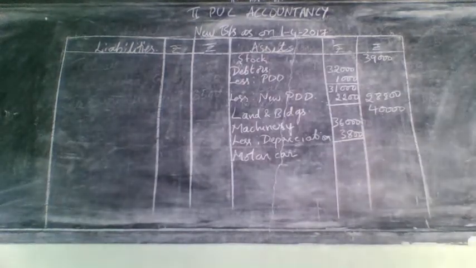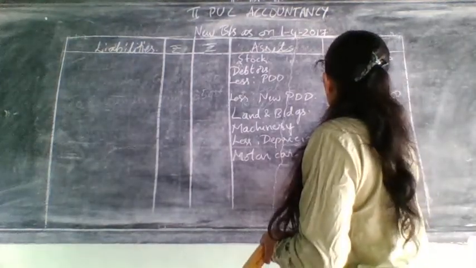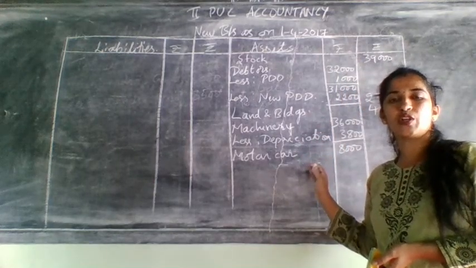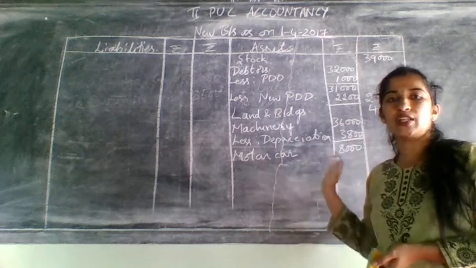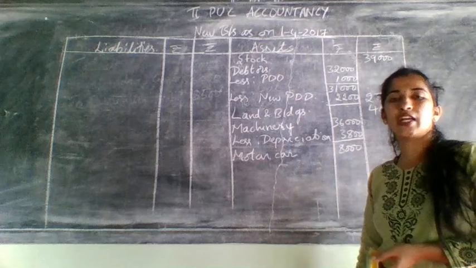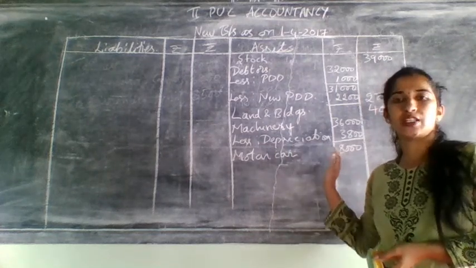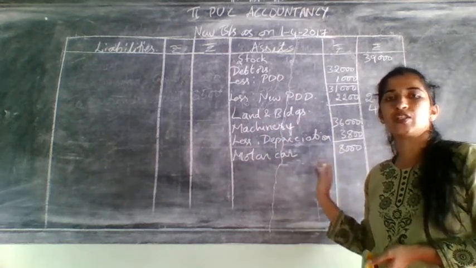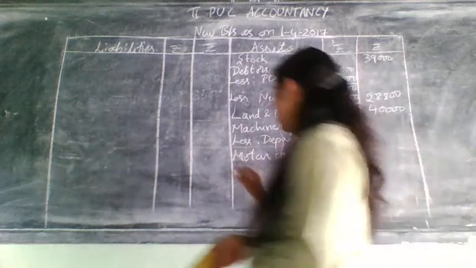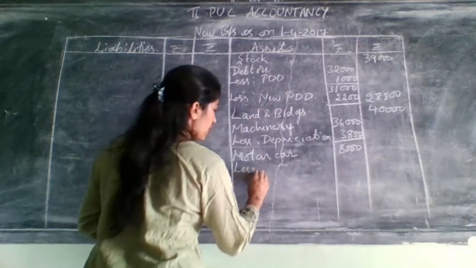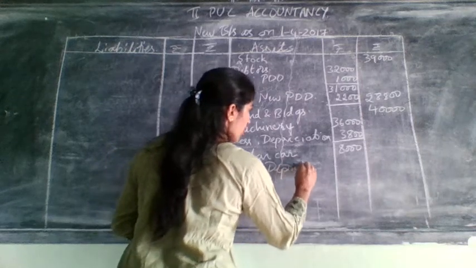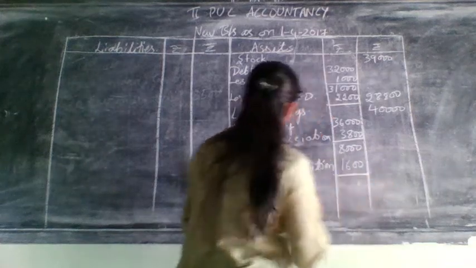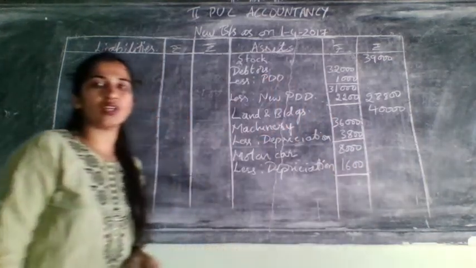Next, after machinery they have given you motor car. Motor car amount was 8,000. Again for this you are having an adjustment. When you are writing assets, just check in the revaluation account. If the related entry was there, then you are having an adjustment. If it is depreciation, do minus. If it is appreciation, add for that concerned asset. Again for this it is depreciation, so write less depreciation of 1,600, minus it and write it in the outer column.